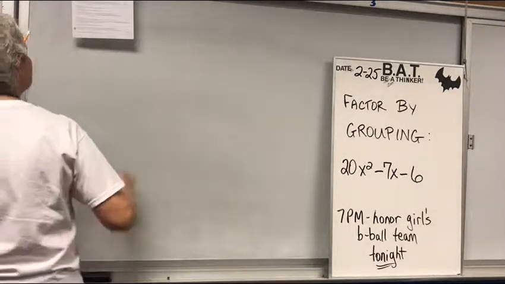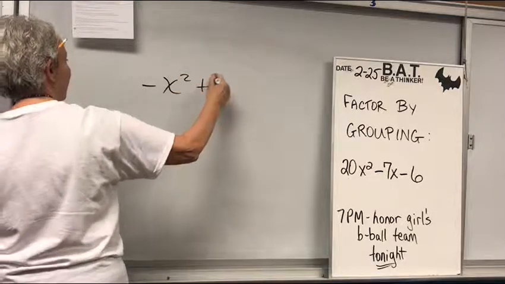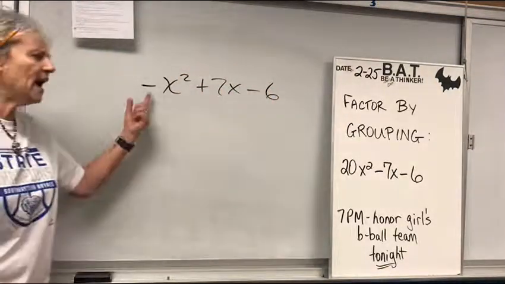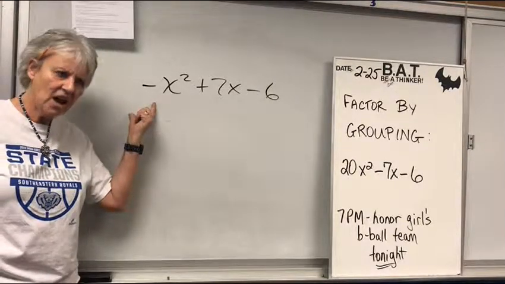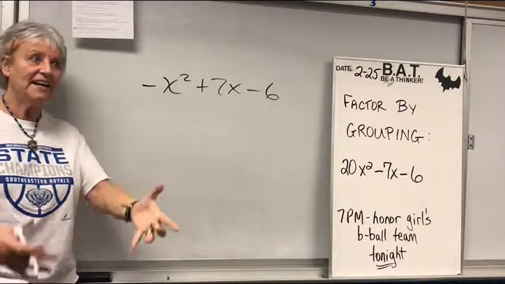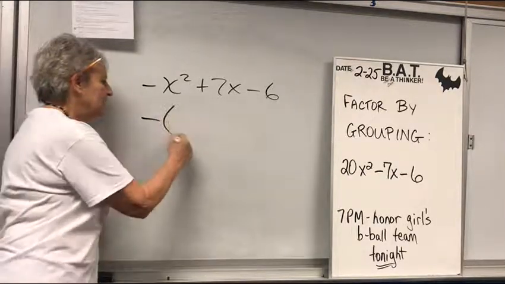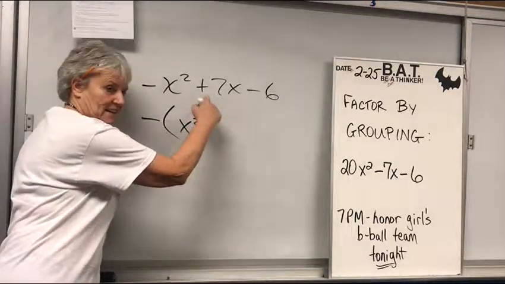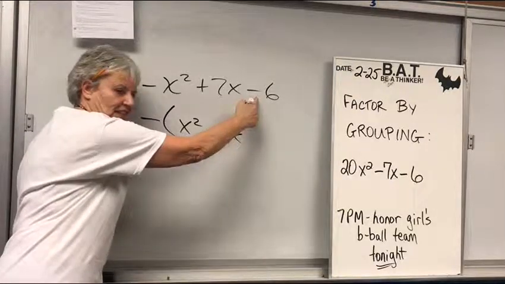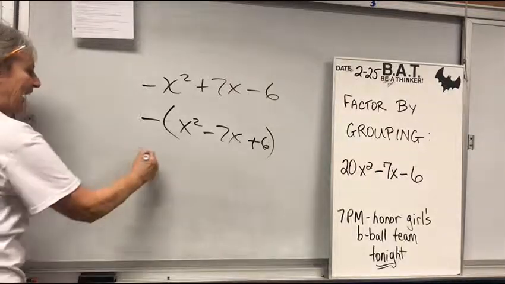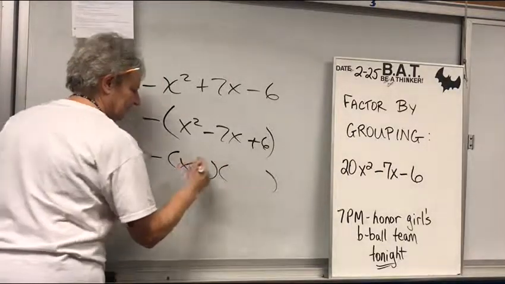Let's do another one. Is there a 1 in front of my x squared? No. You've got to get it out of there. Negative x squared minus 7x plus 6. Now you have a 1, and now you can use the shortcut.